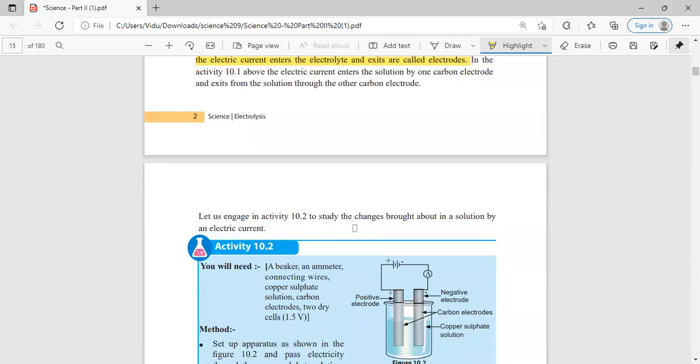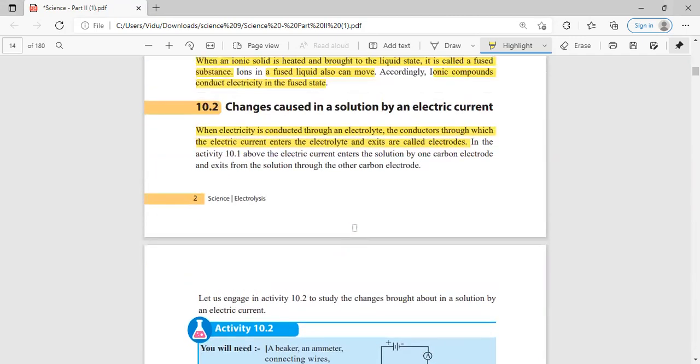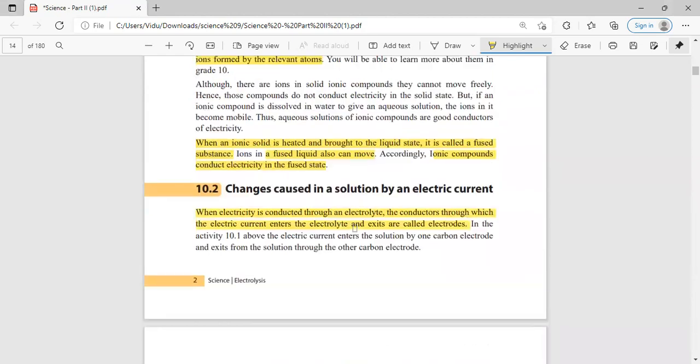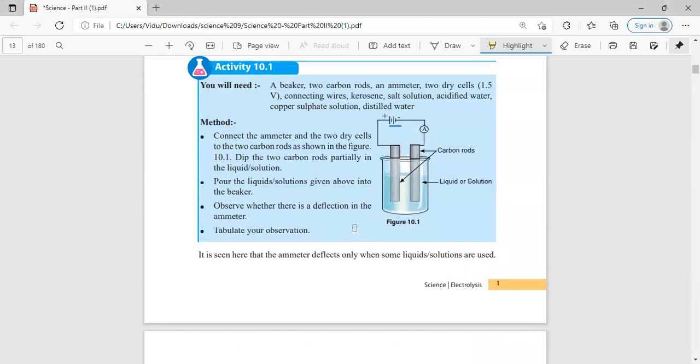In this activity 10.1, electric current enters the solution by one carbon electrode and exits from the solution through the other carbon electrode. Then it exits from this carbon electrode.